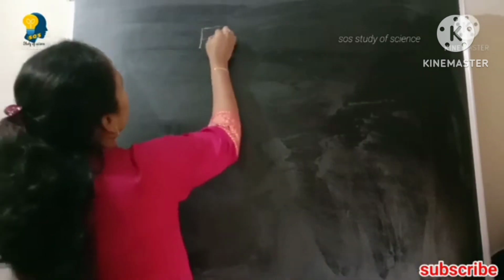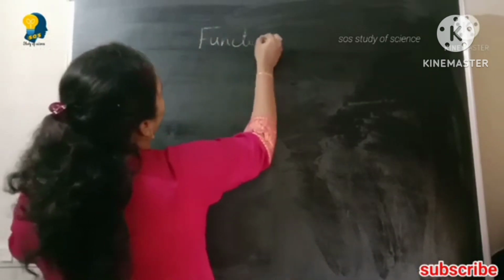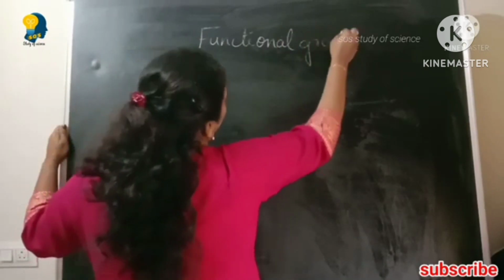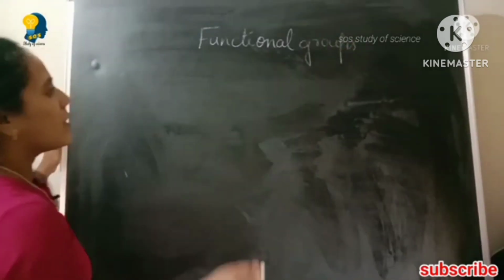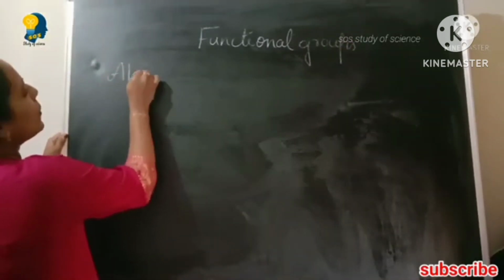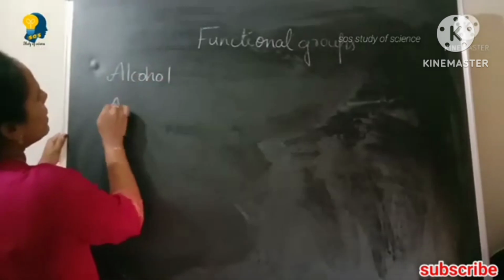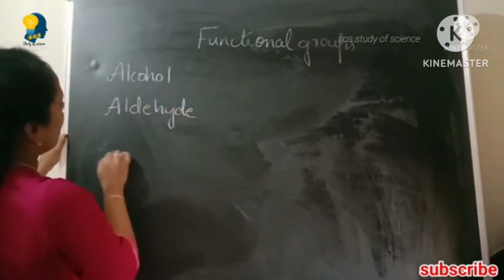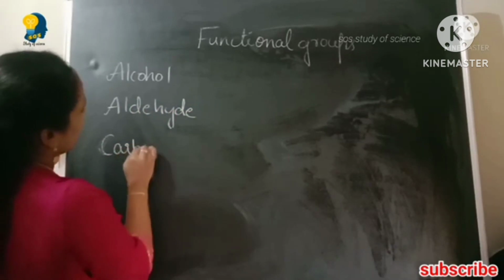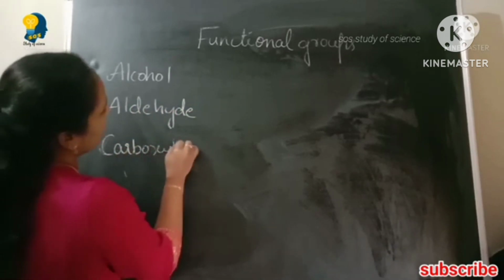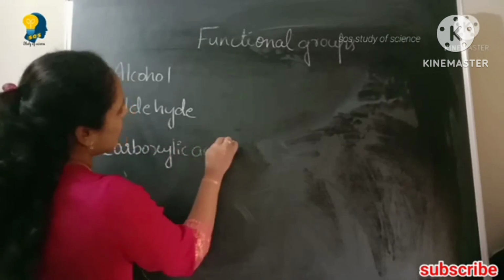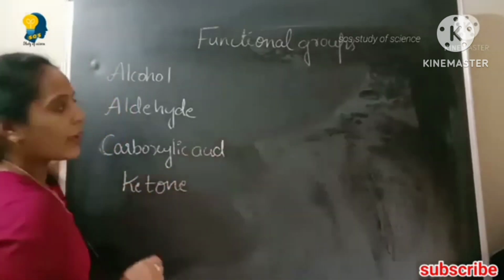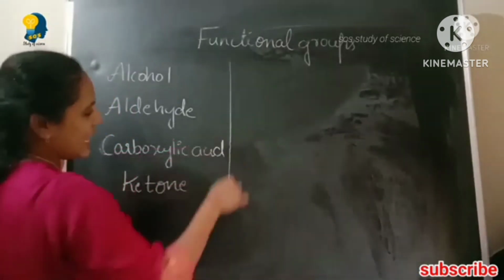When we talk about functional groups, there are mainly 4 functional groups which you have to learn. The first one is alcohol. The second one is the aldehyde. The third one is the carboxylic acid. The fourth one is the ketone. So it is very easy to remember.